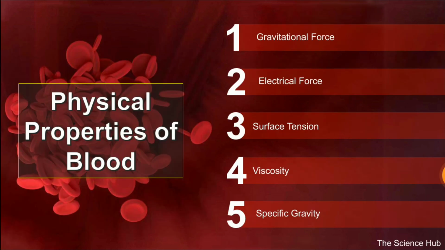That was all about the biological properties of blood. Now let's see the physical properties of blood. They are gravitational force, electrical force, surface tension, viscosity, and specific gravity.